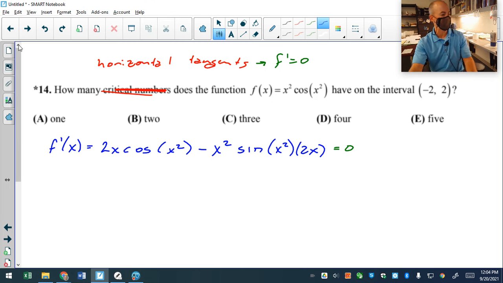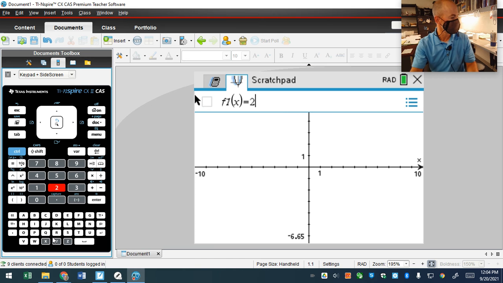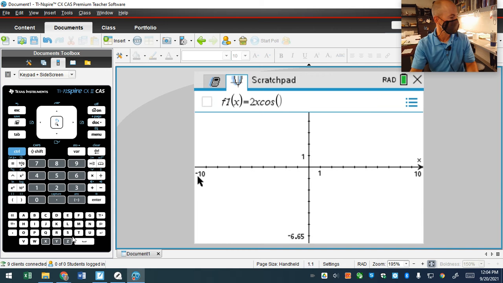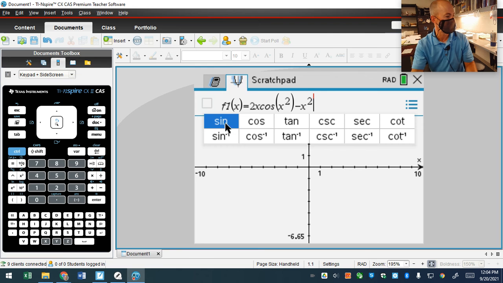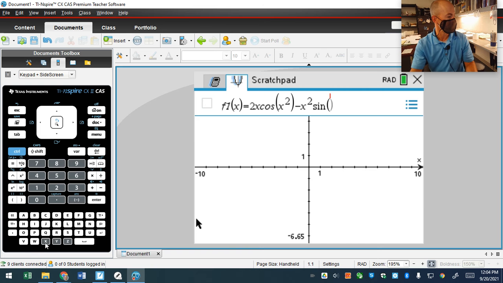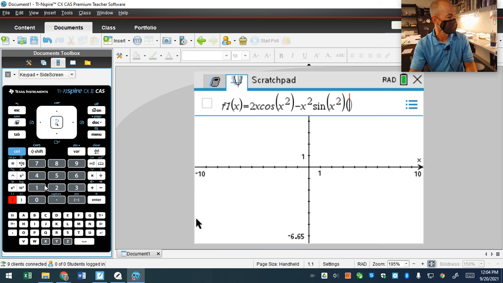I'm going to solve this graphically, and I'm going to enter this big long equation, 2x cosine x squared, close parentheses, and move on to the sine. So negative x squared sine of x squared times a 2x. And I think I punched all that in correctly. 2x cosine x squared minus x squared sine x squared 2x.